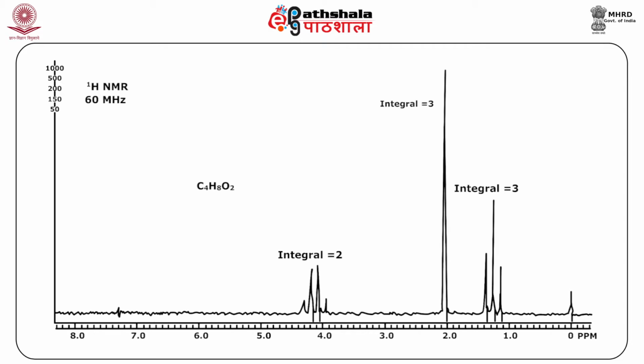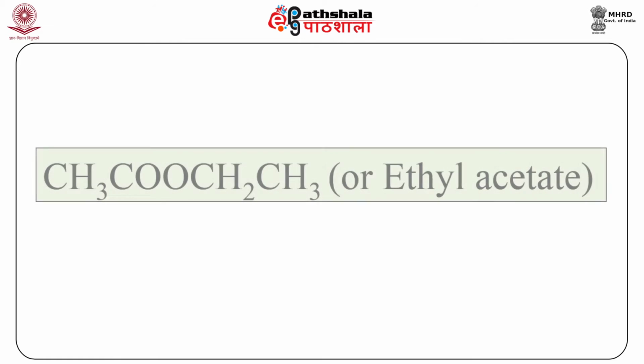The downfield position of CH2 at chemical shift value of 4.2 ppm indicates its attachment with the oxygen atom, which is an electronegative group, and hence gives a downfield chemical shift. Hence, the moiety OCH2CH3 is present in the given organic structure. A singlet at 2.1 ppm indicates the presence of a methyl group. Thus, the structure of the given compound is CH3C(=O)OCH2CH3, which is that of an ethyl acetate molecule.